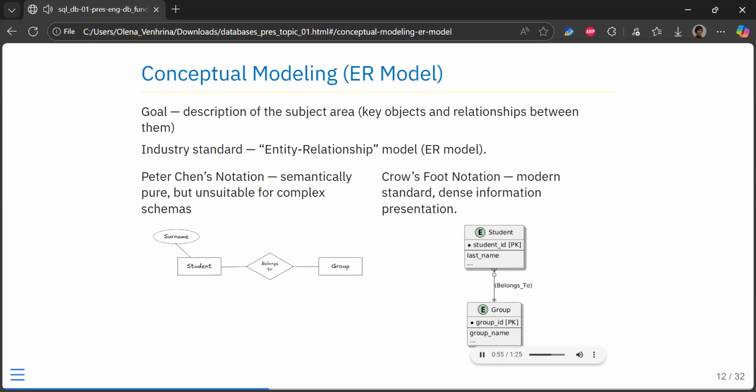It is simply impractical. Because of this, today in the industry and in all modern tools, the crow's foot notation dominates. The reason for its popularity is information density. Look at how much more compact it is. Attributes are neatly listed inside the entity rectangle, and all the complex relationship logic, one-to-many, one-to-one, is encoded by small symbols at the ends of the lines, which look like a crow's foot. It is this notation that we will study and use moving forward.